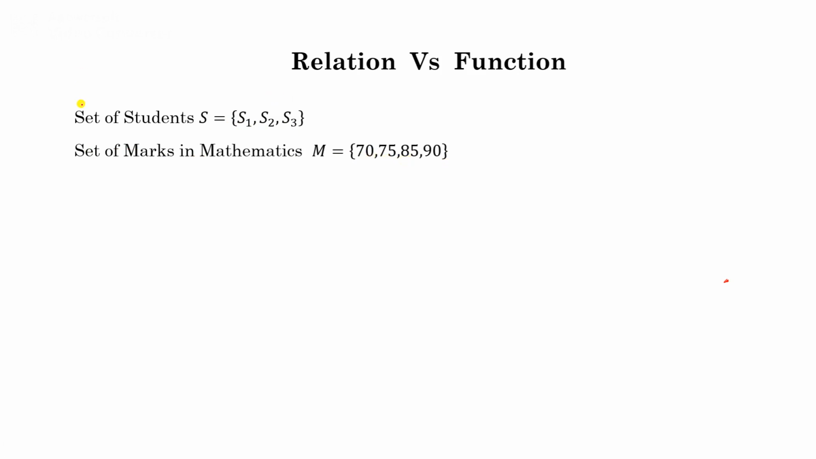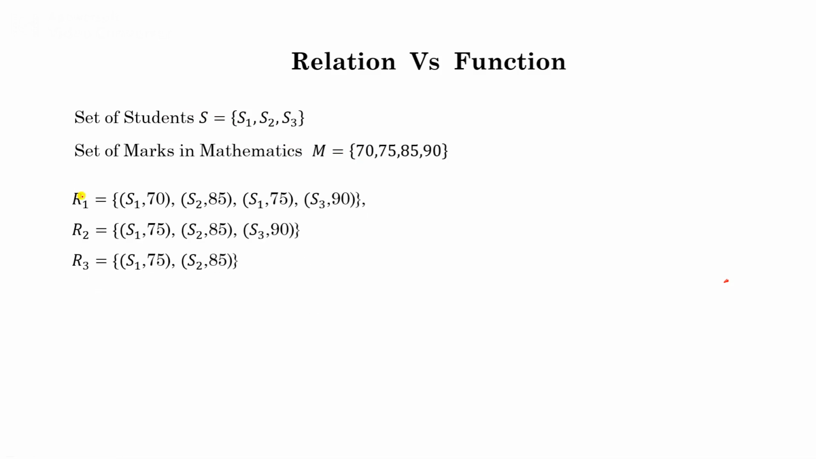Now we can define a relationship between these two sets indicating the student and their marks. Now suppose we have three relations R1, R2 and R3. Now is any of these three relations a special type of relation? Special in the sense, suppose I wish to know the marks of student S1. So can I get the marks of student S1 from these relations?